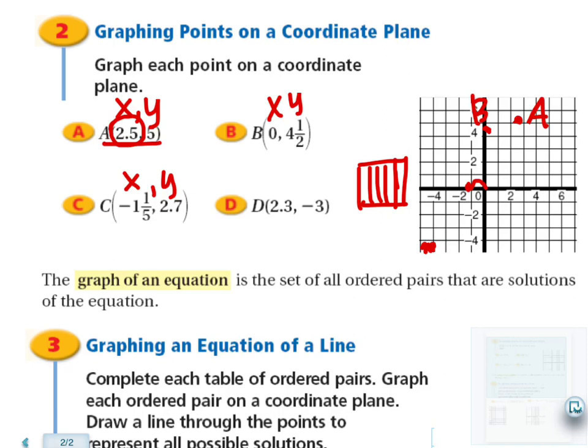And then we're going to go up 2.7. So up 1, 2, and then if you think 0.7 is a little bit more than half, so this point will end up being about right there. And then the last one, 2.3, negative 3. Let's do that one.